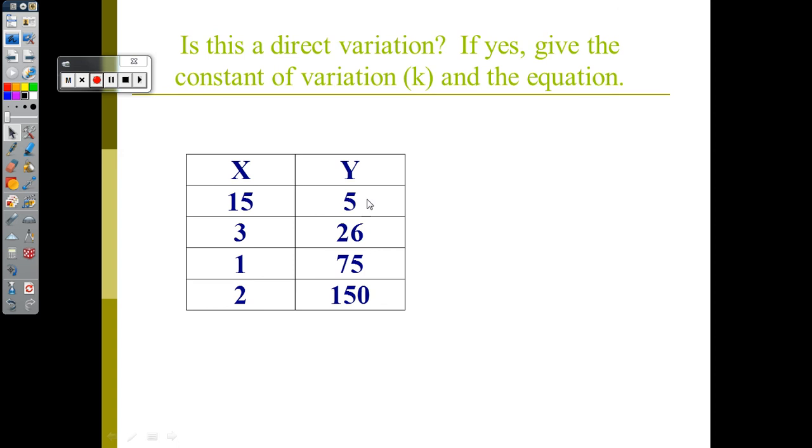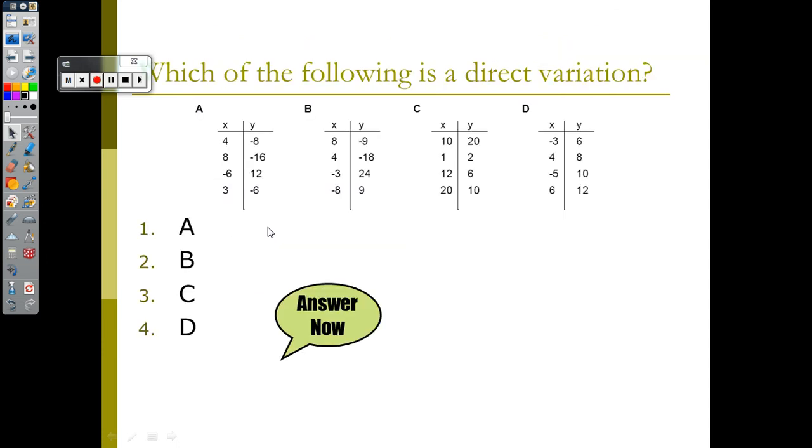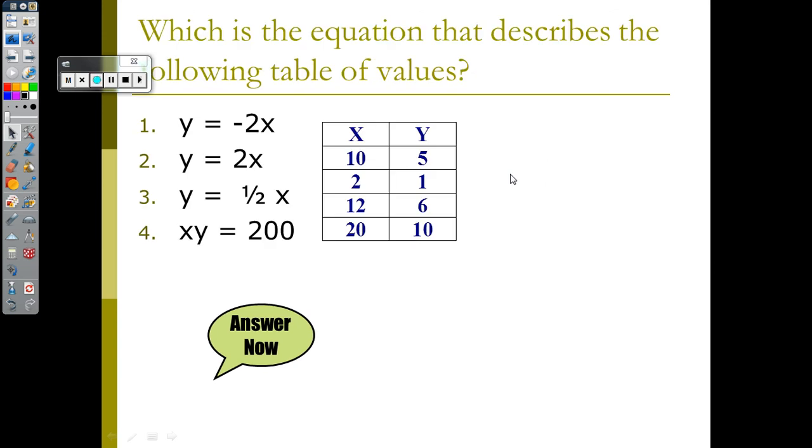What about this one? 5 over 15 is 1/3. 26 over 3 is not 1/3. So this would not be direct variation. So look at these 4 tables and determine which one is direct variation. Hopefully you got that A was direct variation.